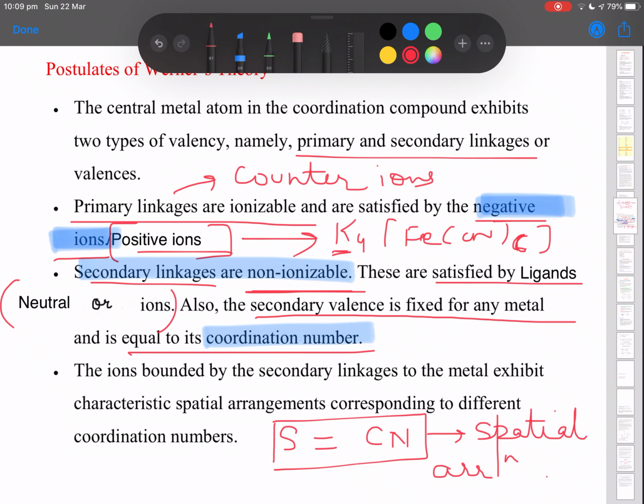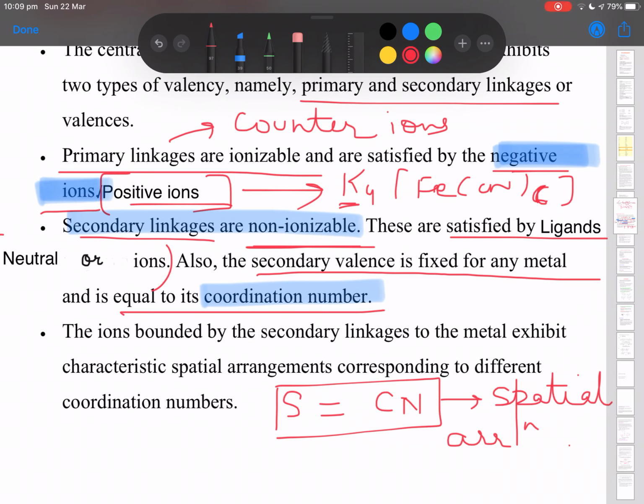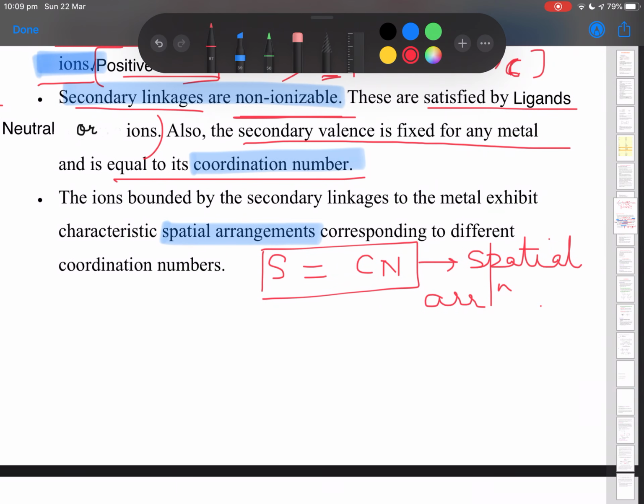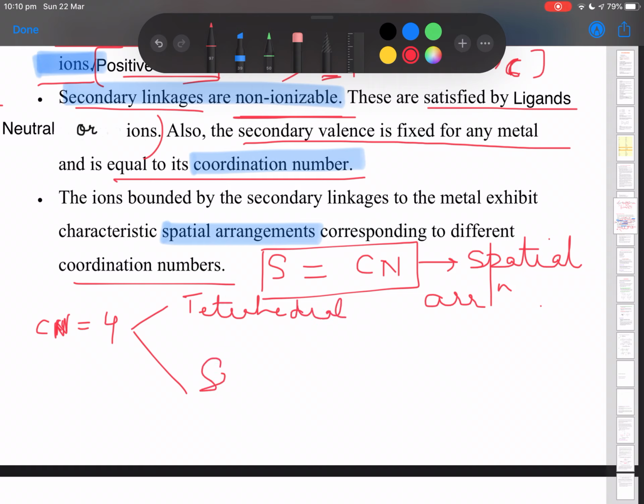Fine. Then another important thing I have already mentioned here about spatial arrangement. So this all hopefully is clear to you. And spatial arrangement depends upon the coordination number, and I already mentioned in the previous video of mine that if the coordination number is 4, then the shape could be either tetrahedral or square planar.